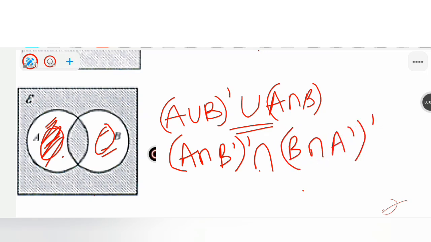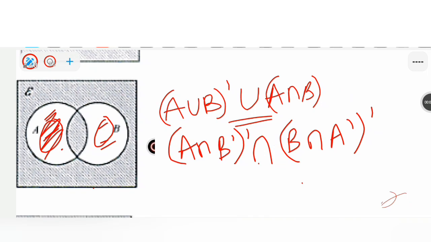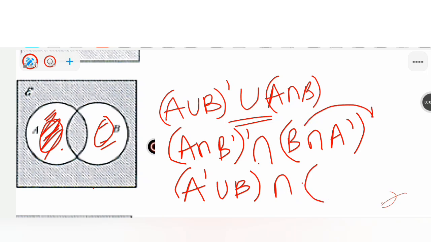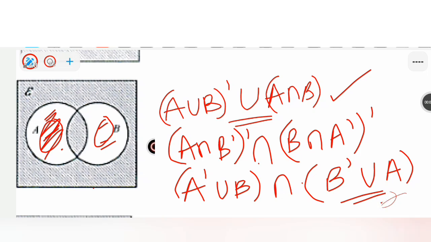You can leave your answer like this. But if you want to go further, let the prime outside enter into the bracket. This prime goes into the bracket. So that will give you A prime union B. This one will be intersection. This prime will come into the bracket there. If you change some things, that'll give you B prime. This one will turn to union A. So you can just leave it like this in case you don't see this one in the option. This one too is also correct. I hope you understand. Now let's go to the next one.